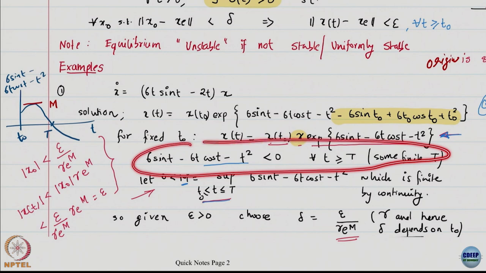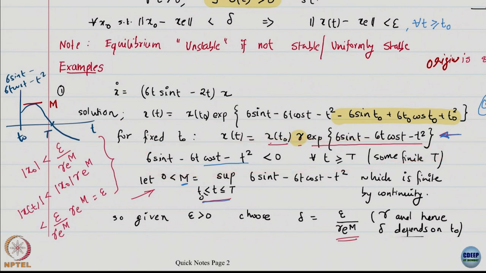This is true for this function, that 6 sin t minus 6 t cosine t minus t square has to be negative for some large time. Why? T squared, the quadratic dominates. Everything else is linear. Whatever you do, it doesn't matter. The negative quadratic will start to dominate beyond a certain point.